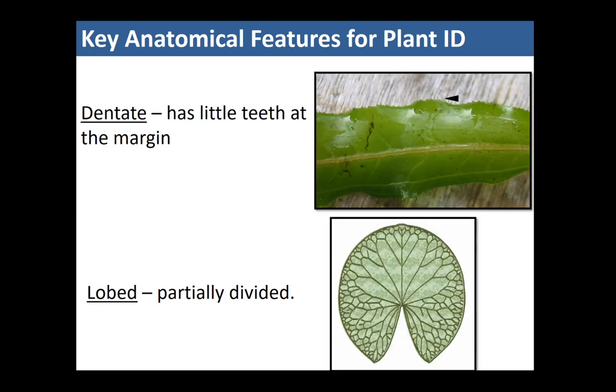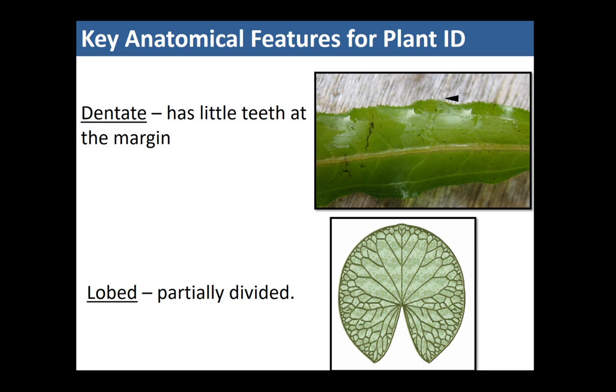Some other terms related to the edge would be dentate. A dentate leaf means it has lots of little teeth on the margin. So dentate means teeth, like dentist. So this picture on the upper right, you can see where that black arrow is. It's pointing to all the little saw blade teeth on the edge of that leaf.